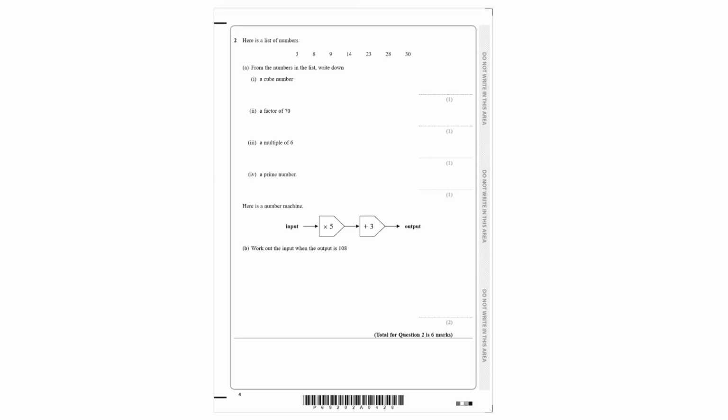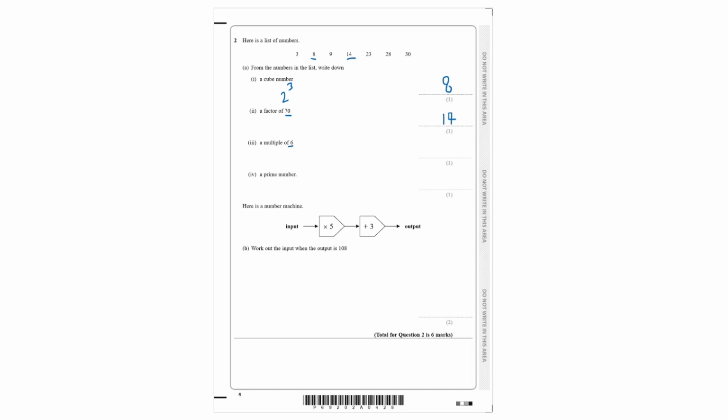Question 2. Here is a list of numbers. From the list of numbers, write down a cube number. So we can see here that 8 is simply 2 cubed. A factor of 70. So anything 70 is a multiple of. Here we have 14. And 70 can be divided by 14. So we can write here 14.